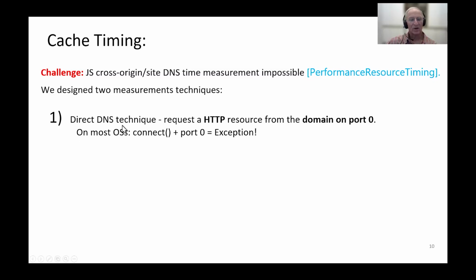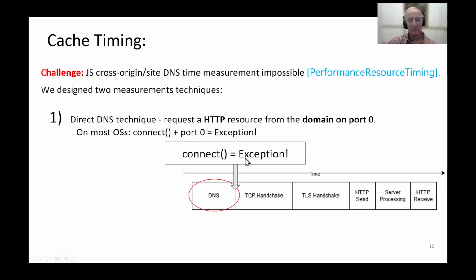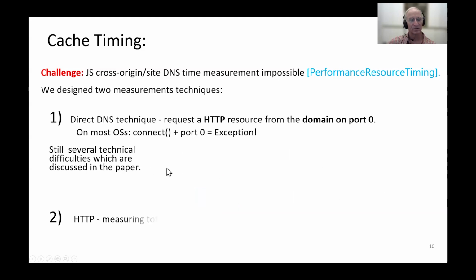First, we issue an HTTP request for, say, bank.com, the domain of interest, but to port 0. What happens is, because it's port 0, this request gets an exception and is aborted. However, the abort comes after a complete DNS request was issued and the response came back. So we can measure the DNS response time. Then, due to using port 0, the whole thing is discarded and removed. So we got what we need, a complete DNS request and response.